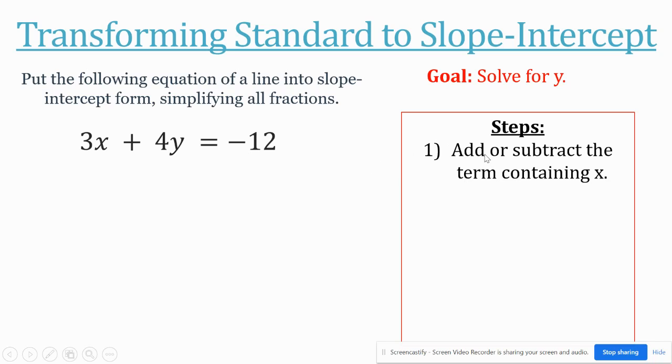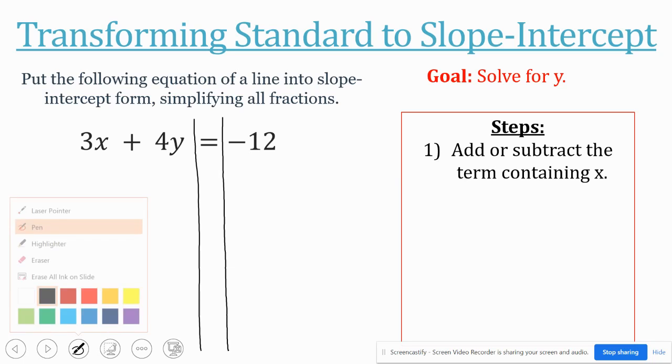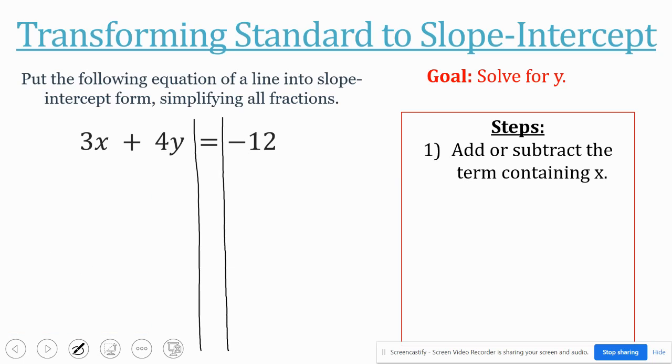Step 1 is we are going to add or subtract the term containing x. So we have this 3x, this 4y, and this negative 12. We're going to move this 3x. We want to get this away from the y. If you want, you can draw your train tracks, because this is very similar to the same steps we use when solving equations. Because this is a positive 3x, I'm going to subtract it on both sides because the goal is to cancel it out.